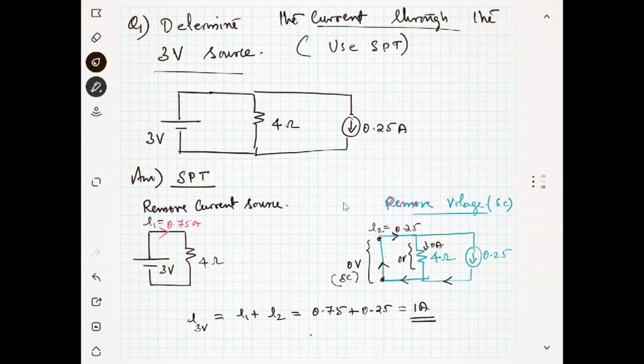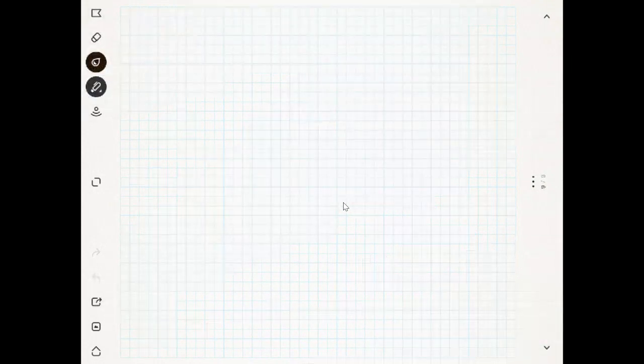Doctor, how can we say there is a 0.25 ampere through the voltage source while we removed it? We didn't remove it. We just find the individual response. We have shorted the point. We want to remove a voltage source, which means short circuit. Short circuit means voltage equal to 0. I will give you the explanation. It will be clear to you.